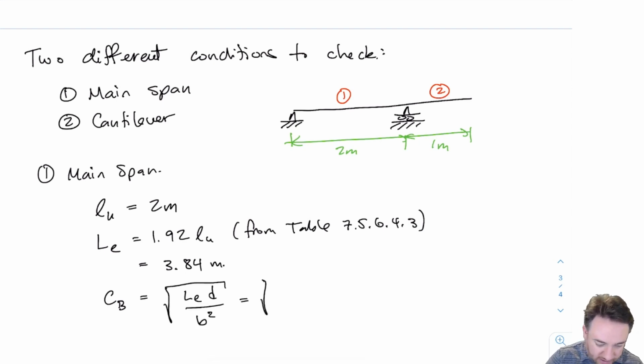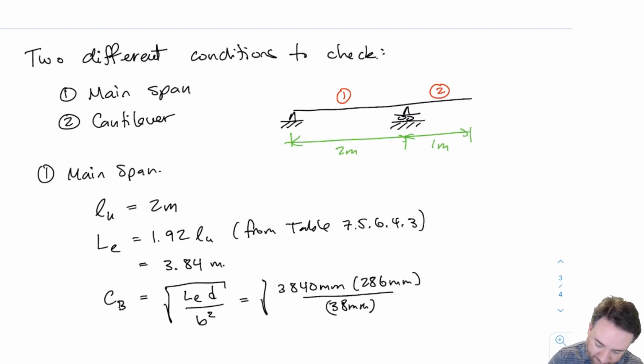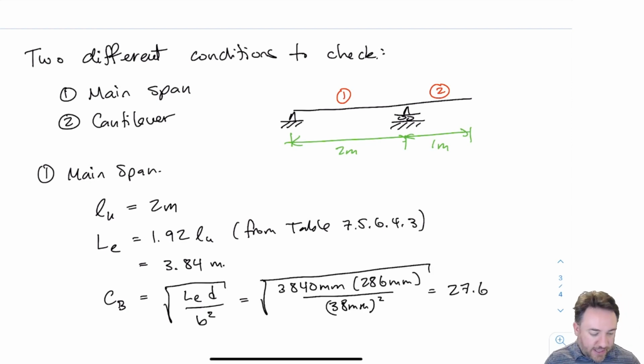If I sub everything in, I get a value of slenderness of 27.6. This is unitless. You can see that the units are going to cancel out, millimeters squared on the top and millimeters squared on the bottom. So now I have to figure out which KL equation I'm going to use. And remember, it depends on which range my CB is in.